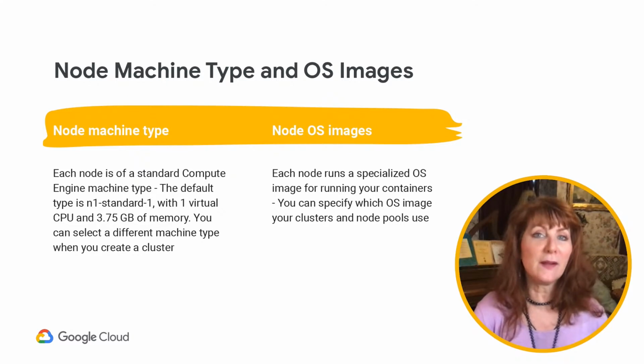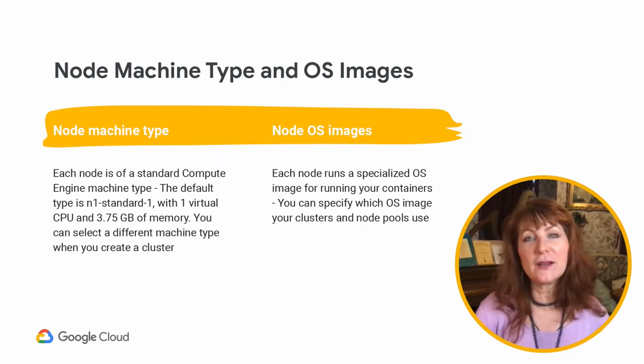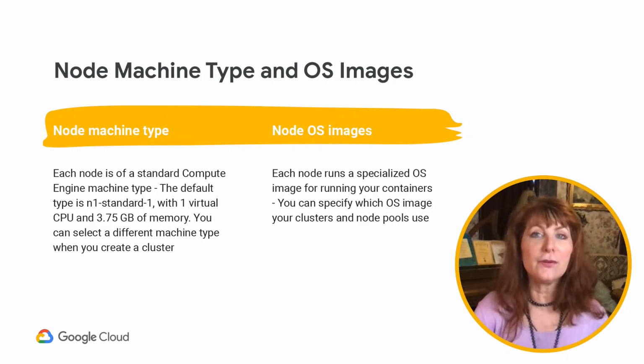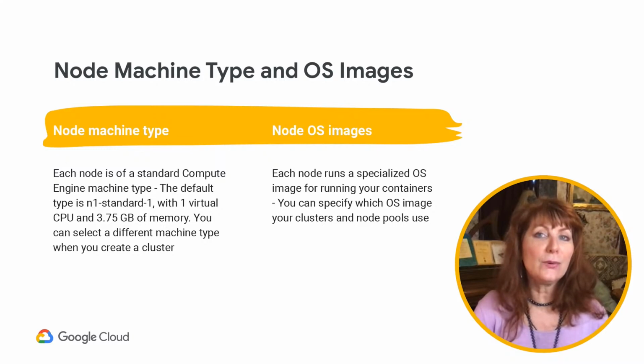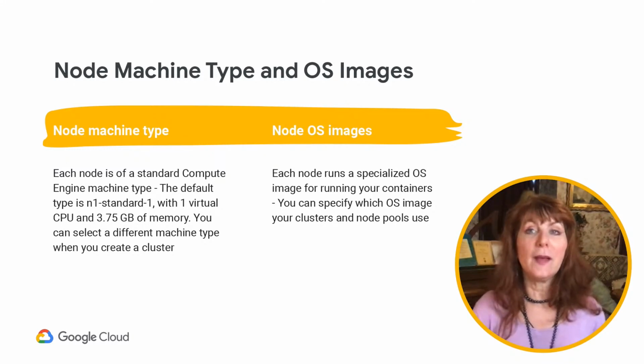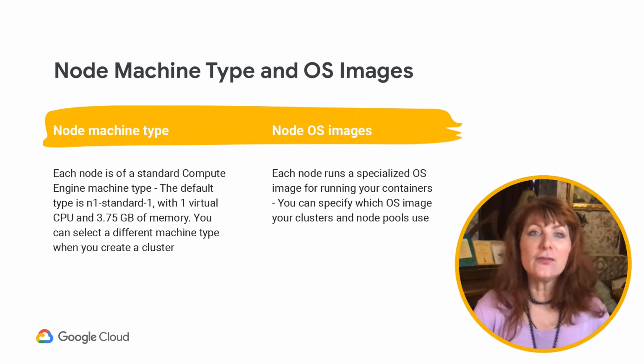Now, when implementing container clusters, you specify a node machine type and operating system image. A machine type is a set of virtualized hardware resources available to your virtual machine instance, including, of course, system memory size, virtual CPU, and things like persistent disk limits. You need to choose a machine type when you create an instance. Each node is of a standard Compute Engine machine type, which you can choose from general purpose, memory optimized, or compute optimized machine families. You can select from a number of predefined machine types in each machine type family.